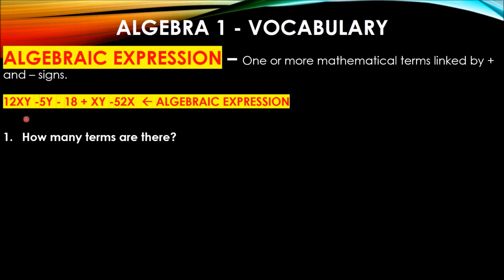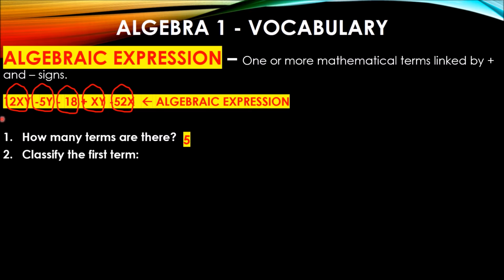So here's my first term. It's 12xy. I've got a minus sign, so there's my second term, negative 5y. I've got a minus sign, so my third term is negative 18. Then I have plus xy, so that is my fourth term. And then finally I've got minus 52x, which is my fifth term. So I've got 5 terms in this big long algebraic expression. There's 5 of them. Let's classify the first one.